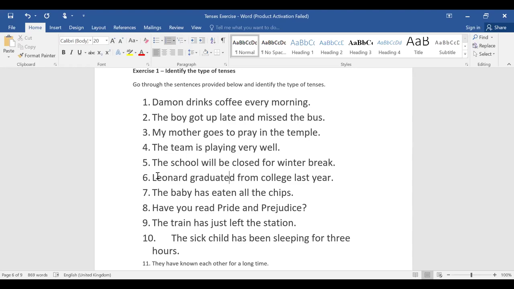This one, I know you are going to struggle, but give it your best shot. So the first 10, I have bolded it, made it a bit bigger so that you can see it easily. Question one says, Damon drinks coffee every morning. I want to help you with the first one. Drinks is the verb, and it is a simple present tense.